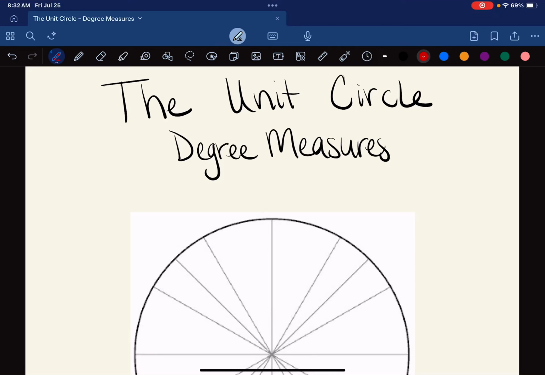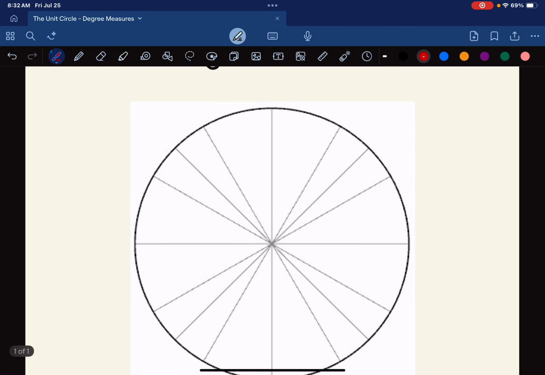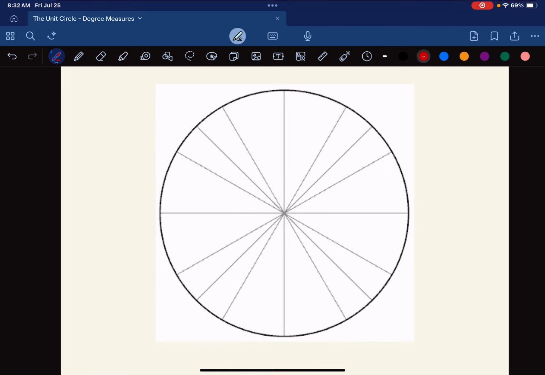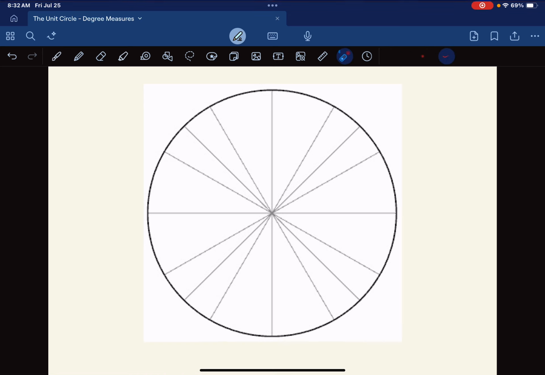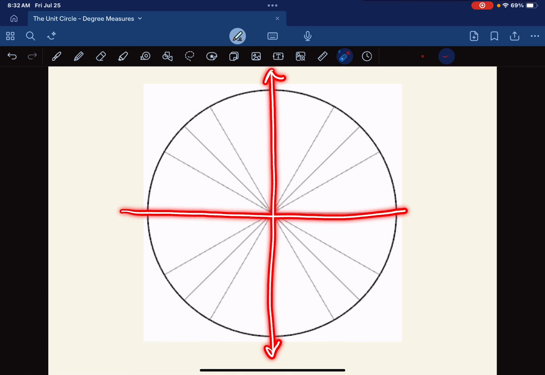All right, let's talk about the unit circle and its degree measures. A unit circle is called that because the radius length of the unit circle is just 1 unit long, okay? So let's take this circle that we have drawn right here, and let's envision that it is positioned on our XY coordinate plane, okay? The center is located at the origin, and then this radius extends out in the positive X direction.